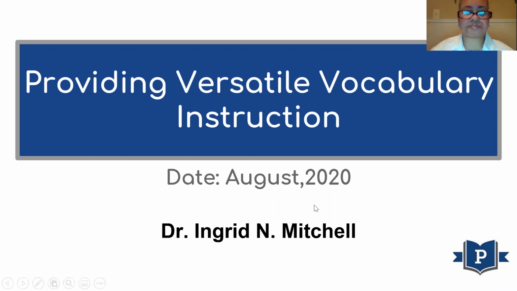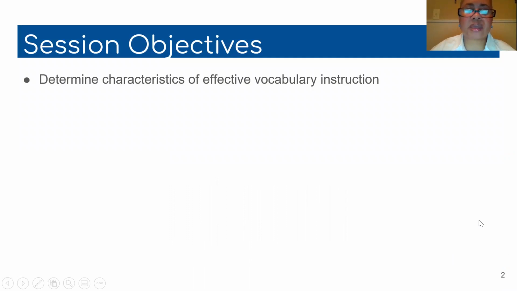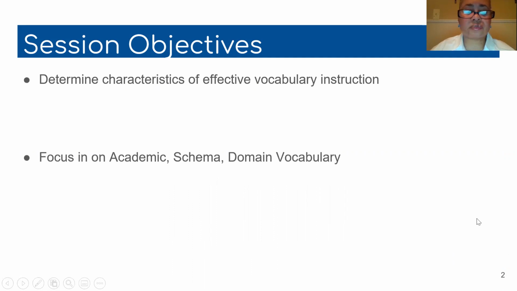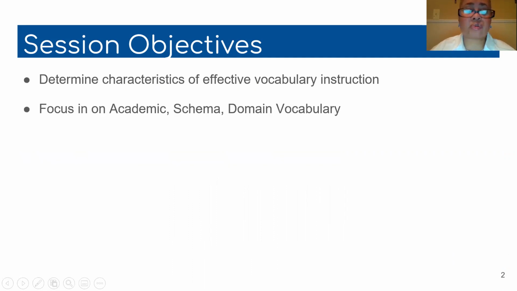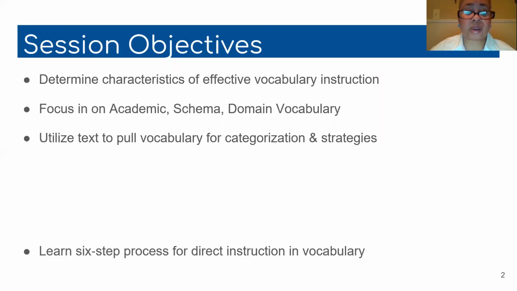Let's begin. In today's session, you'll be able to determine characteristics of effective vocabulary instruction. You'll focus on three categories of vocabulary, and they are academic, schema, and domain specific. You'll utilize text to pull out vocabulary for the purposes of categorization and strategies specific for vocabulary.